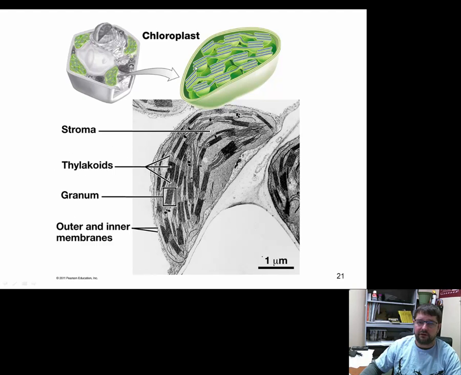So here you can see thylakoid membranes. Each one of these is a thylakoid membrane. And you put them together, you get a granum, a stack of thylakoid membranes. In between, you're going to have the stroma. This will play an important role when we start talking about photosynthesis. There are interesting pieces of the photosynthetic cycle that happen in the stroma, the space in between thylakoid membranes.